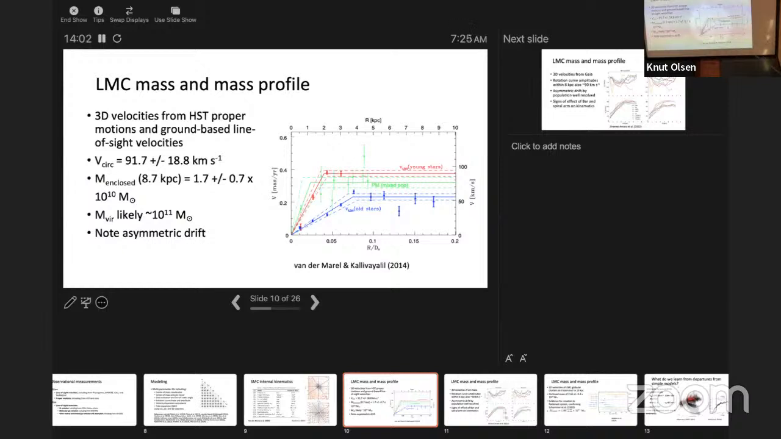In older stars, of course, you get lower rotation amplitudes and a shallow rise of the rotation curve due to asymmetric drift. With this study, you can see that the enclosed mass is something like 10 to the 10th solar masses, which makes the mass out to the virial radius about 10 to the 11th. So the LMC is quite a massive galaxy. It's important for understanding its role in shaping our own Milky Way.